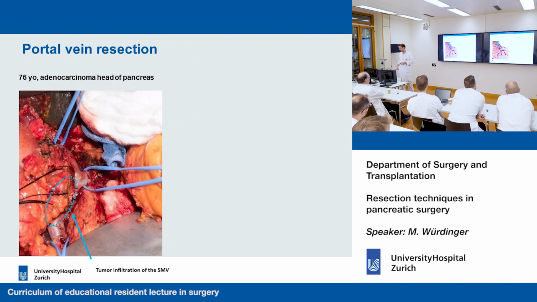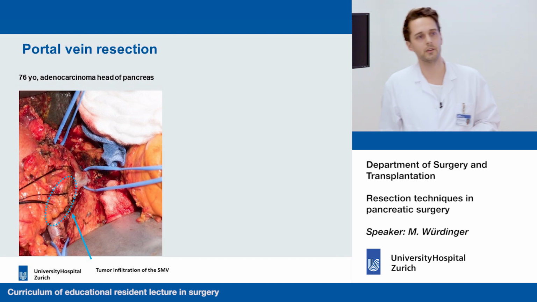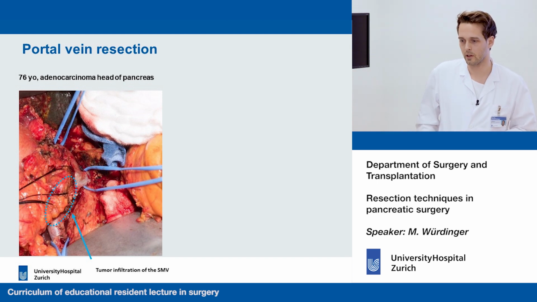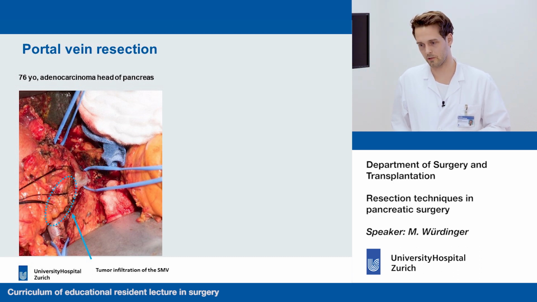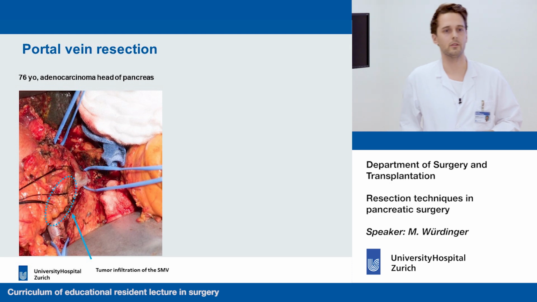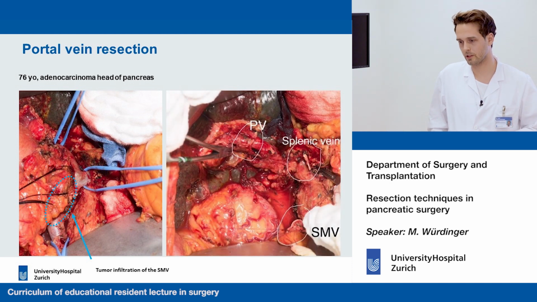So now I want to show a patient with a portal vein resection. This is a 76-year-old patient with an adenocarcinoma of the head, which was borderline resectable. That means an infiltration of the veins. As shown here, it is an infiltration of the superior mesenteric vein. And he was operated a few weeks ago in our department with a complete resection of the head en bloc with a complete venous axis.